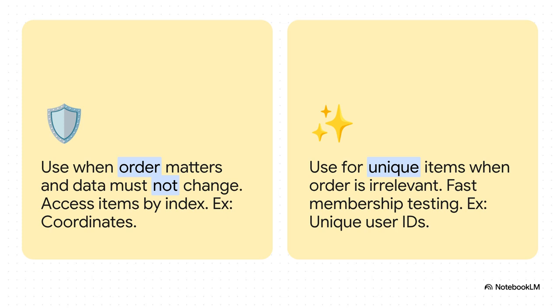You should reach for a tuple whenever the order of your items is critical and you need to guarantee the data will never be modified. Think coordinates or records from a database. On the other hand, you should use a set when all you care about is uniqueness and being able to do lightning-fast checks to see if something is in your collection, like finding all the unique tags on a blog or managing a list of user IDs.